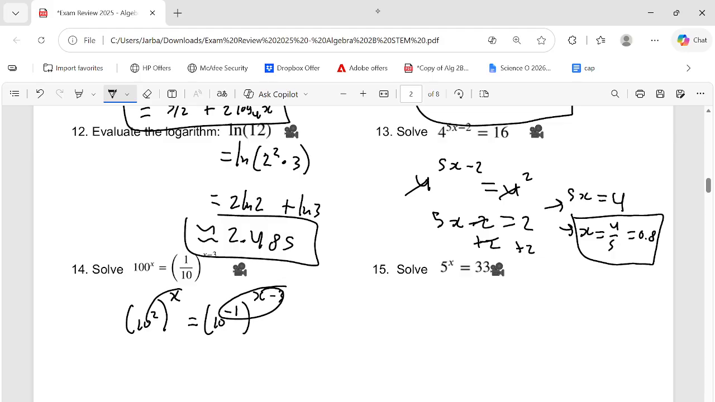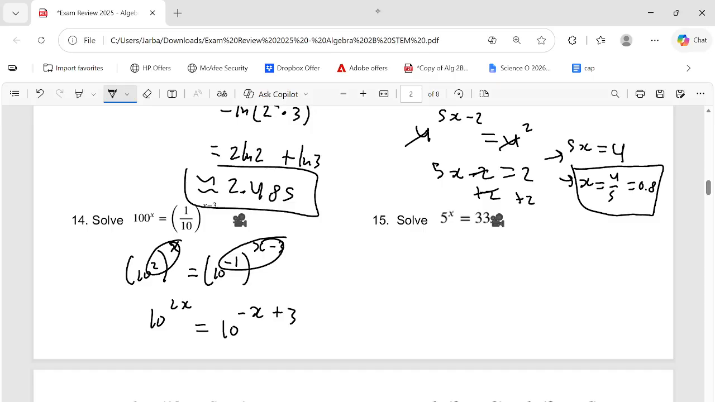Remember, we can use our property. We can multiply those, right? So this is 10 to the 2x, 2 times x, equals 10 to the negative 1 times x minus 3. That's negative x plus 3, right? Okay, now we have the same base, so we can do our trick and cancel both of them. So we're left with 2x equals negative x plus 3. If we add x to both sides, we get 3x equals 3, which means x is equal to 1.